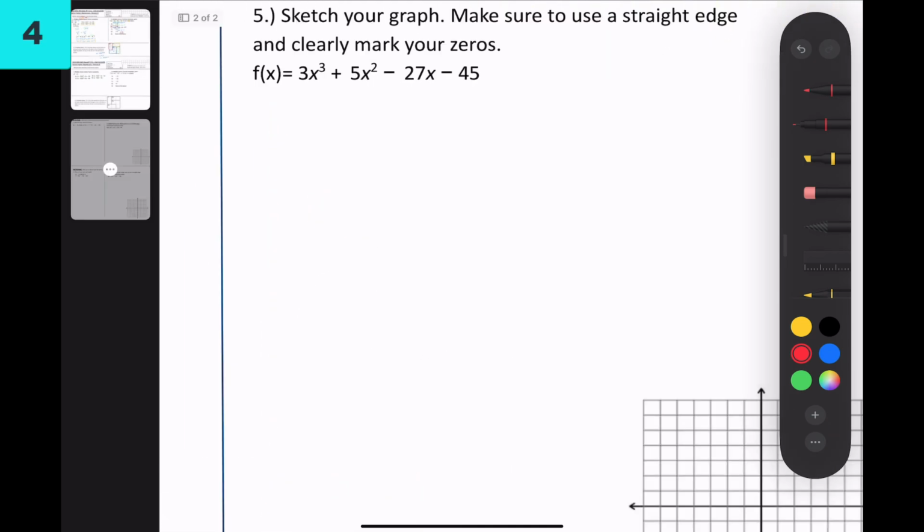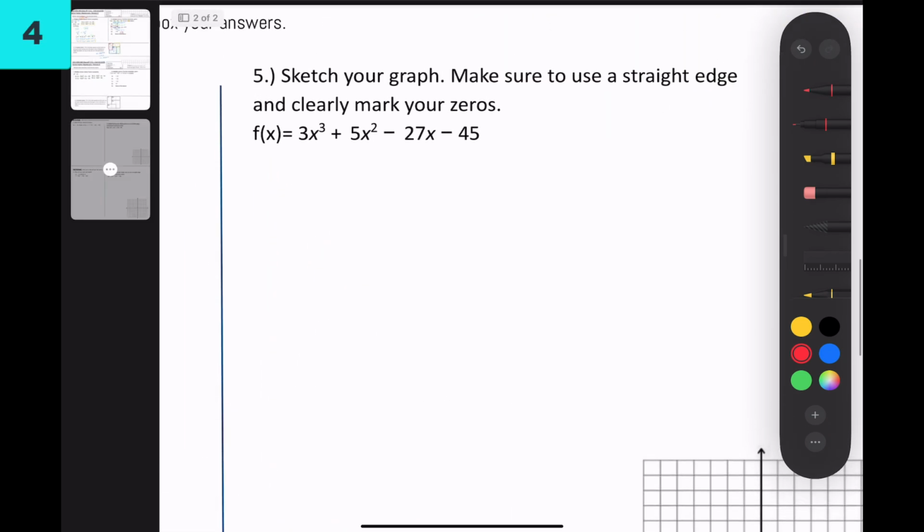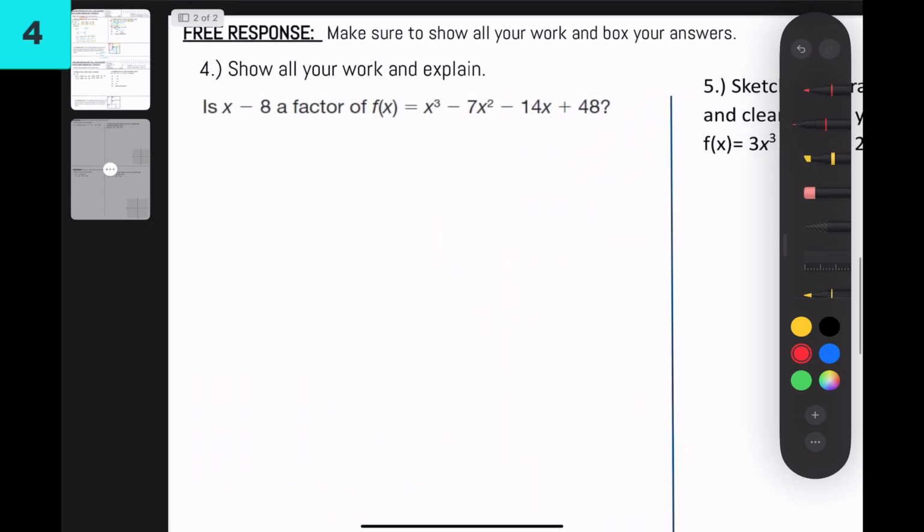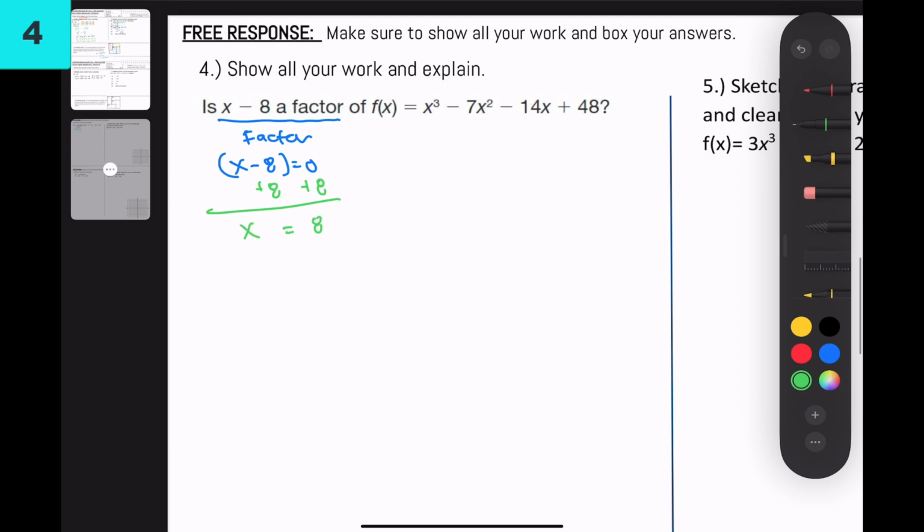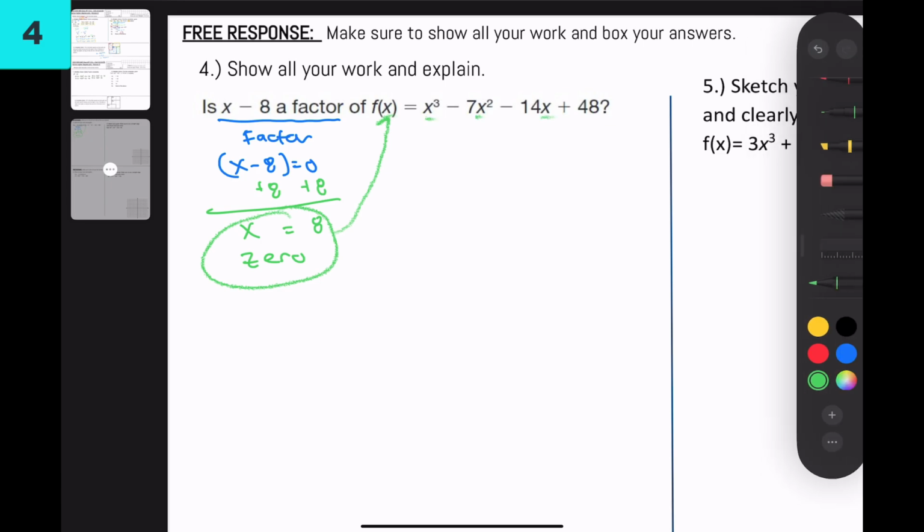Let's go to the back side. Number 4, show all your work and explain: is x minus 8 a factor? Okay, so remember this is a factor. x minus 8 in parentheses equals 0. If I add 8, I have x equals 8. Here in green, this is called a 0. And what we're going to do with this 0 is put that in there for every x value. Here, here, here, and here.